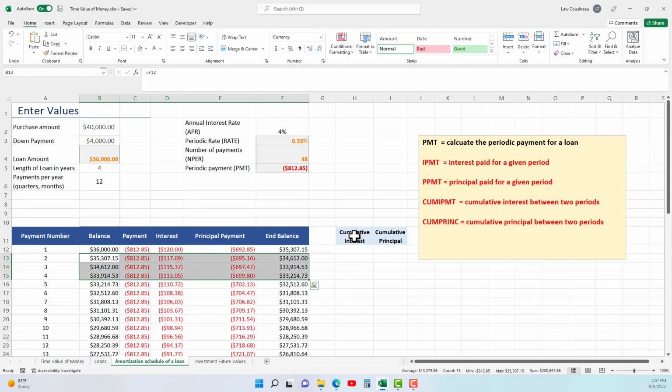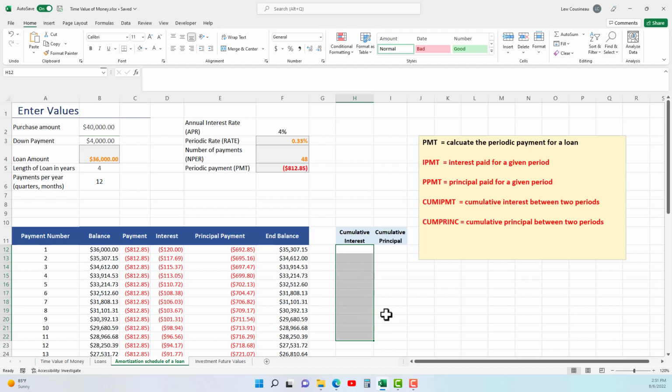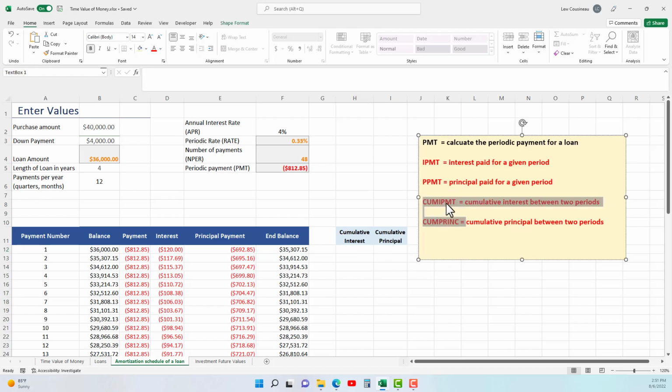The next thing I want to show you is how to calculate the cumulative interest. Basically, it's a running total of the interest and a running total of the principal. So there are 2 functions for that. CUMIPMT kind of matches this one. And just to be weird, CUMPRINC, which doesn't match that one. I don't know why they didn't make it CUMIPMT, but whatever.